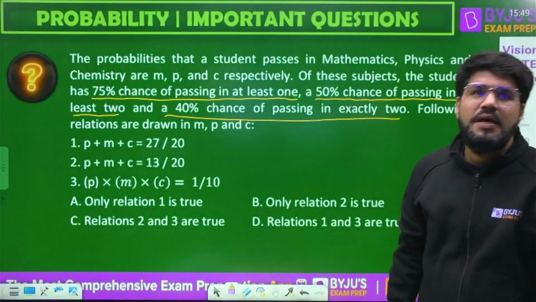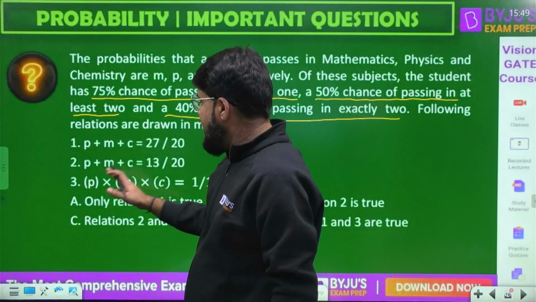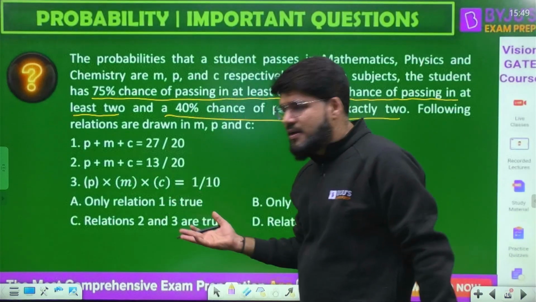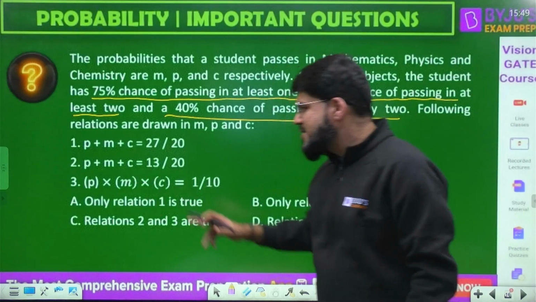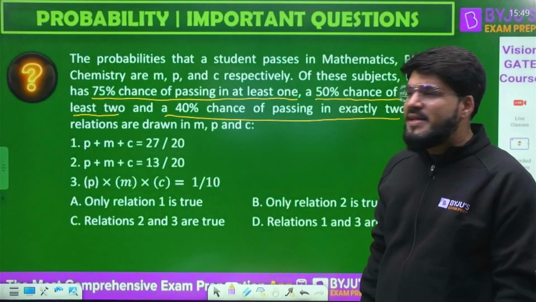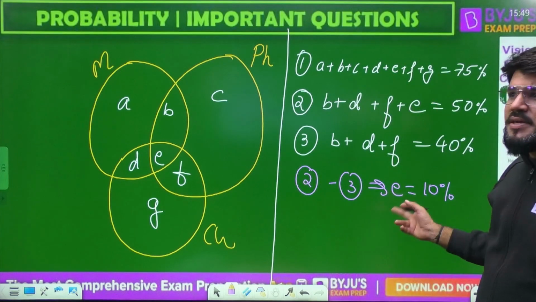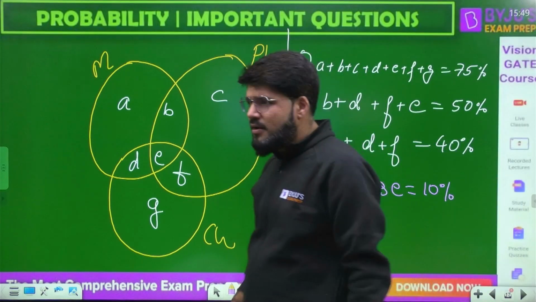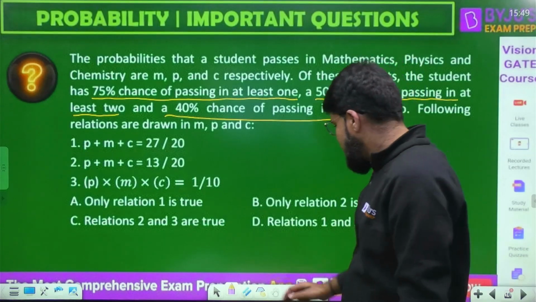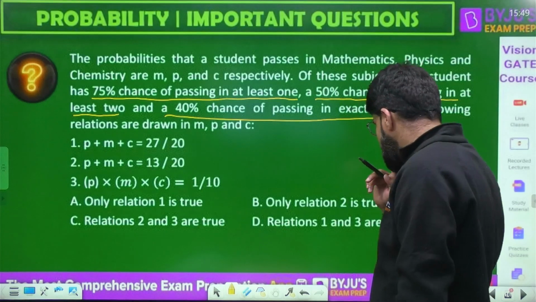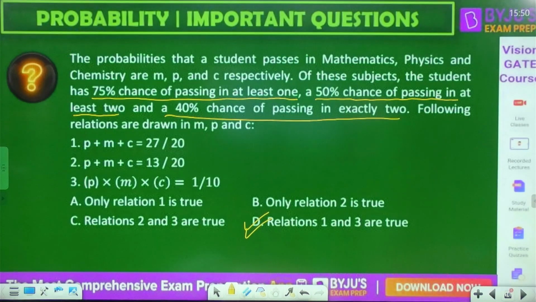Now usually the symbol represents intersection, P intersection M intersection C. That is the common element na? Here actually we want to talk about intersection. Common means E ka value tha 10%, common means E, and E is 10%, and that is basically 1/10. So that is option number 3. That is also correct. So what is the option that I can mark is option number D. Relation 1 and 3 are true.